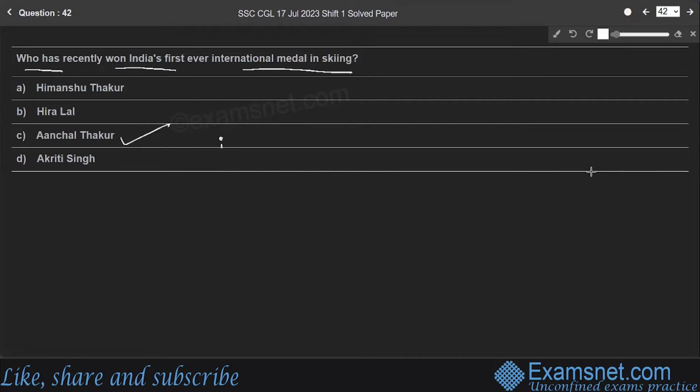So it was organized in Erzurum, Turkey. She won the medal in the slalom race category. So Anchal Thakur has won India's first ever international medal in skiing. Option C is the right answer.